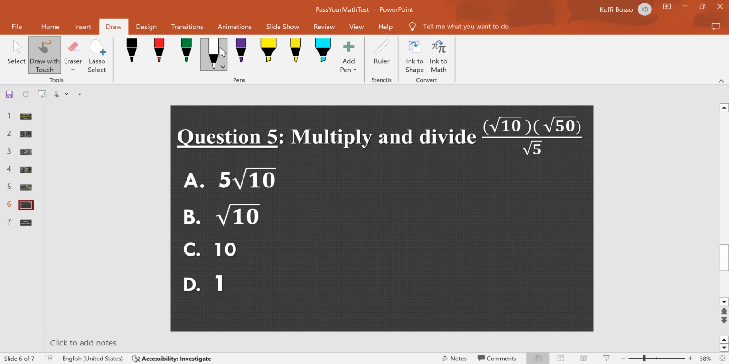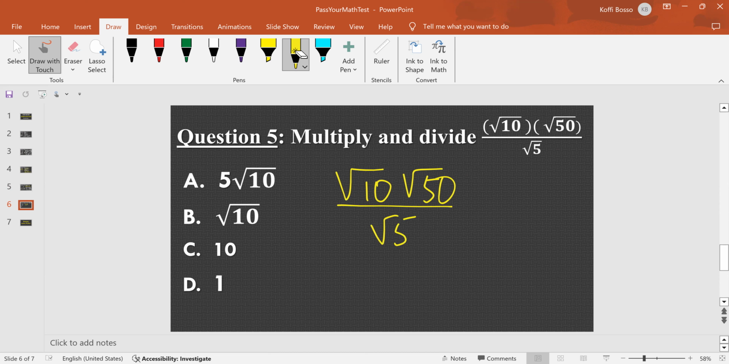So multiply and divide. We have a square root of 10 multiplied by square root of 50 divided by square root of 5. So let me write it down. We have a square root of 10, multiplied by square root of 50 divided by square root of 5. There are many ways to solve this problem, but let's use one way. If you see all the 4 choices, there is no choice with a division or fraction. That means what?